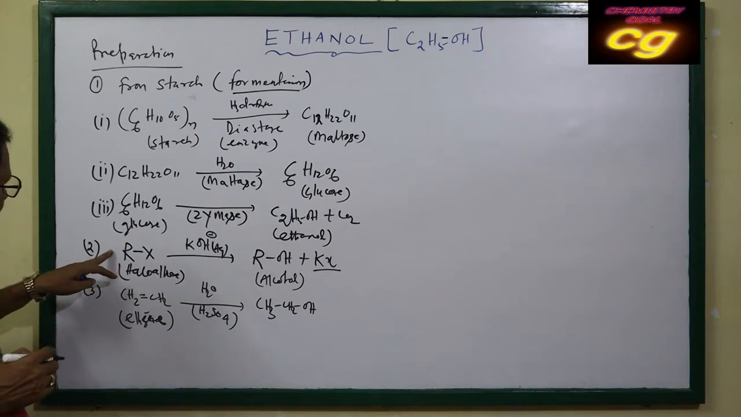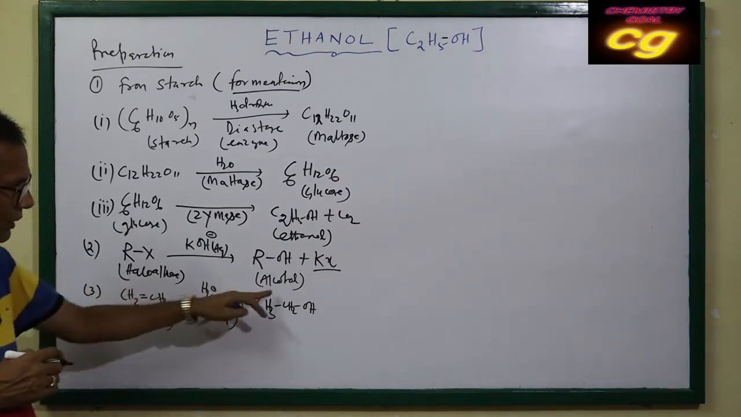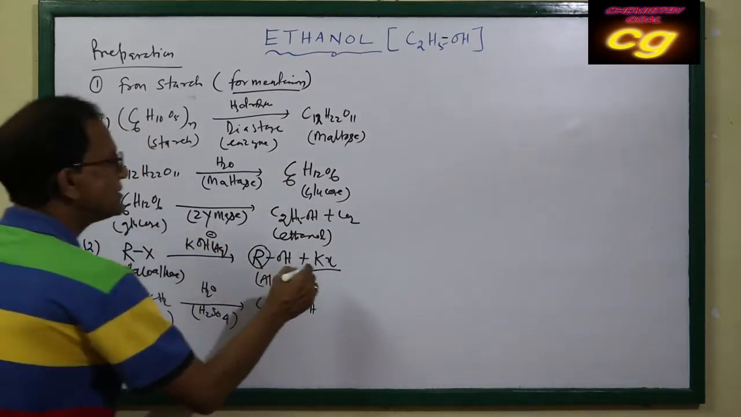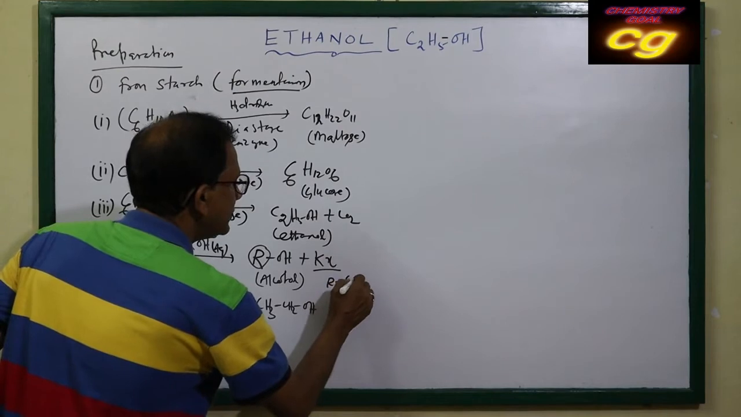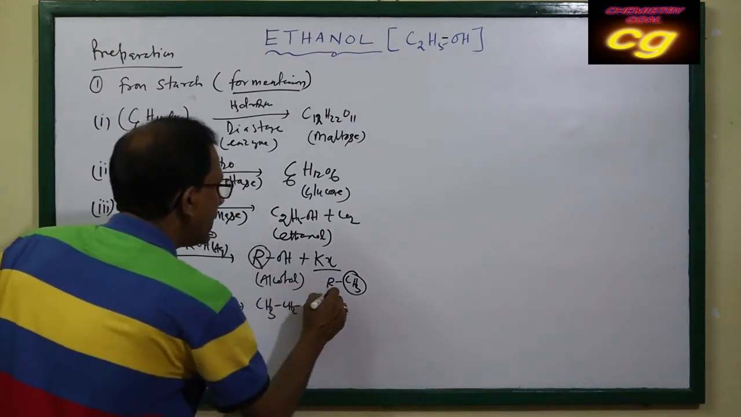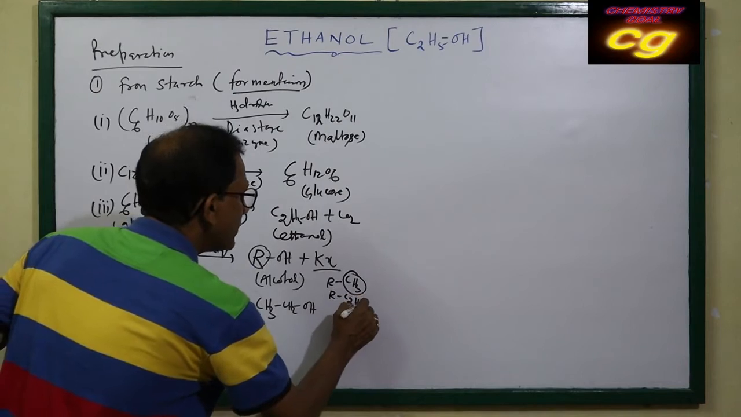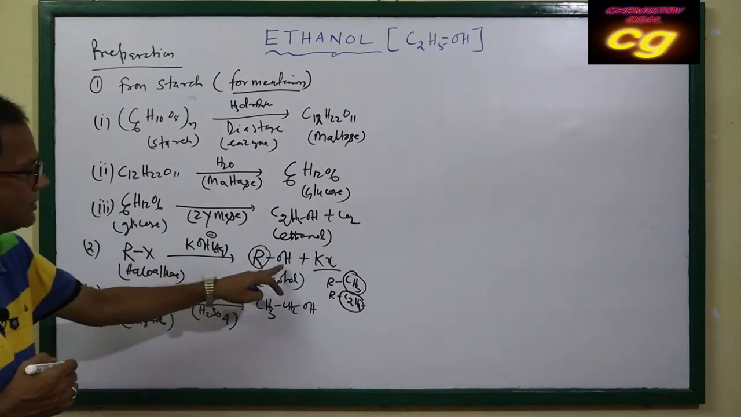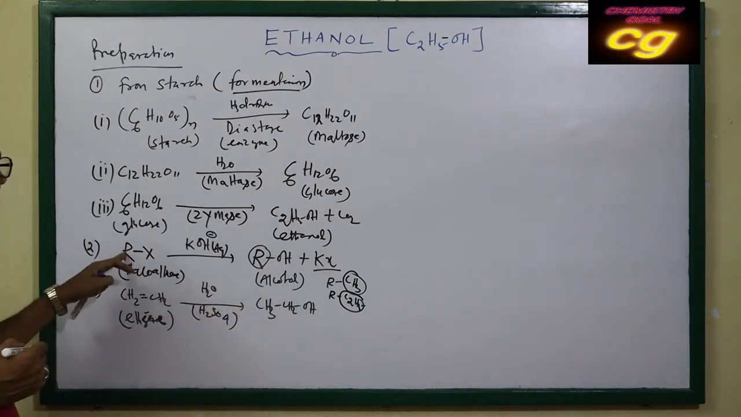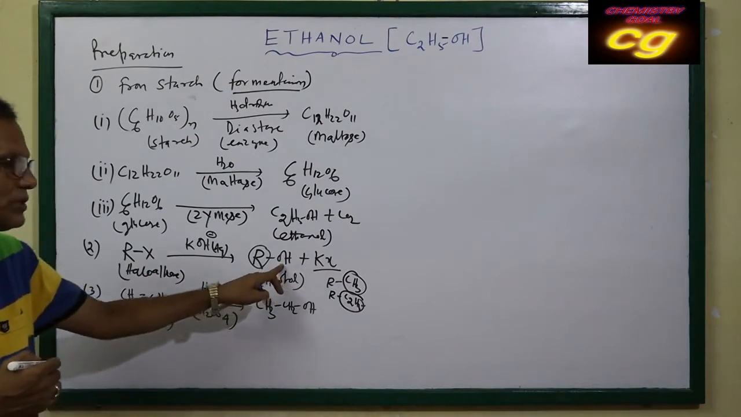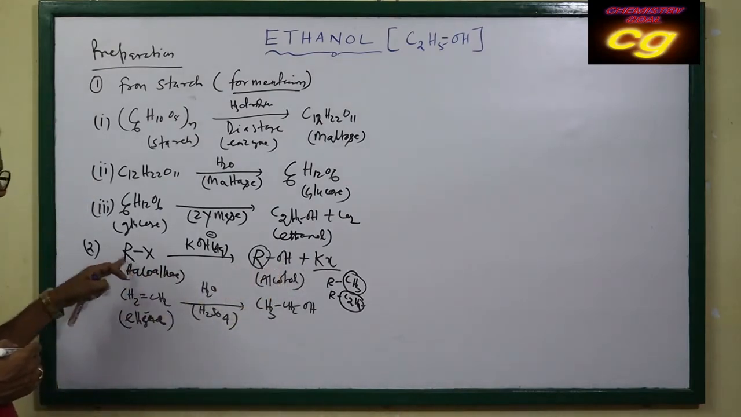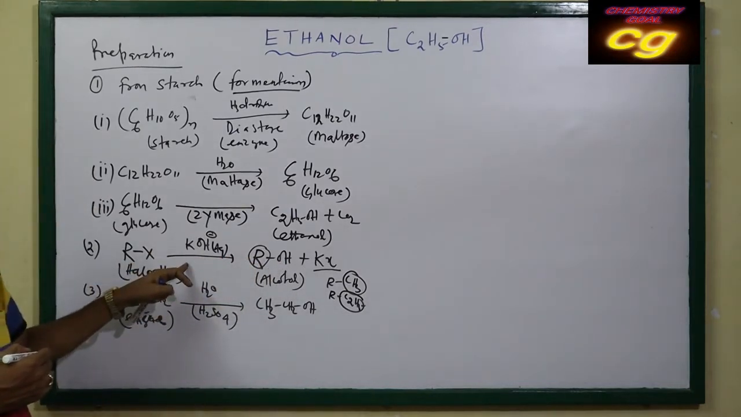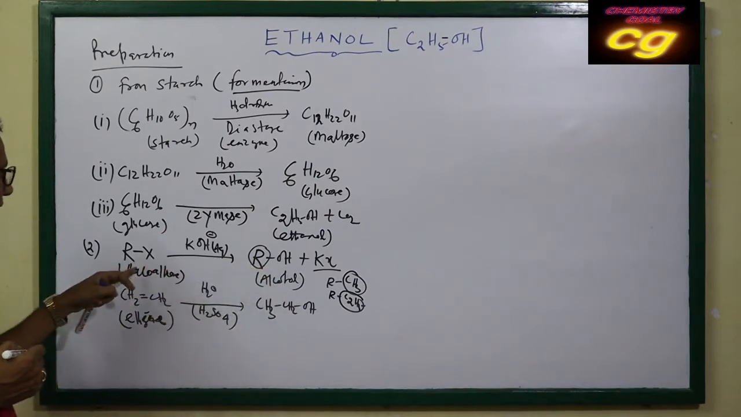So in the second method, where we prepared alcohol from haloalkane, the product depends upon your R. If R is the methyl group, you get methyl alcohol. If R is C2H5, then that is ethyl alcohol. Whichever R you take, you will get the corresponding alcohol. If you take CH3X, the result is CH3OH. If you take C2H5X, the result is C2H5OH. So this is the common reaction, preparation of alcohol from haloalkane.